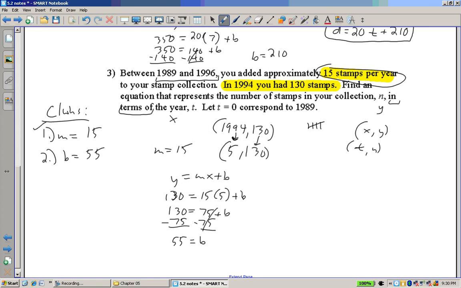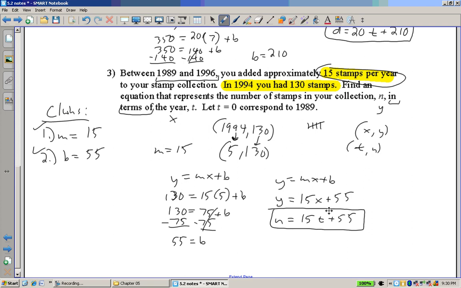So I have my slope, I have my y-intercept, we have y equals mx plus b. M is 15, b is 55. But again, they don't want y and x. They want n, which corresponds to the y, and t, which corresponds to the x. And there's my equation.